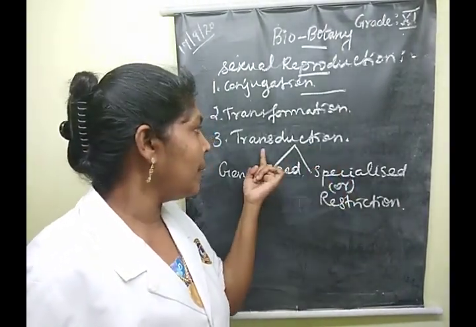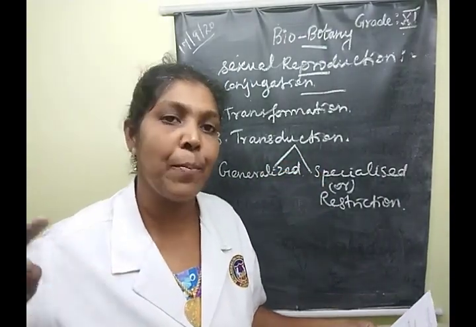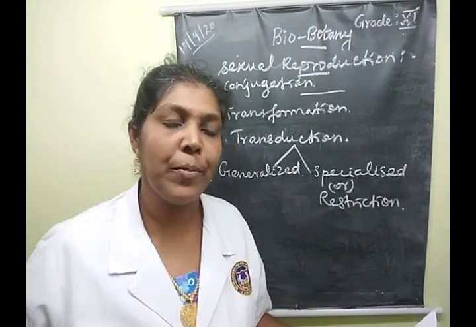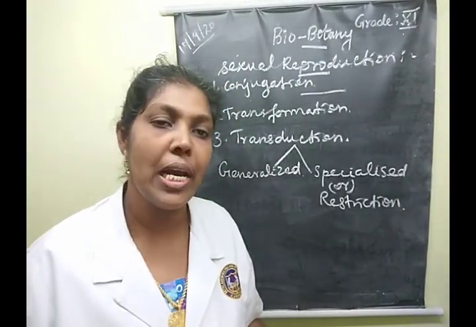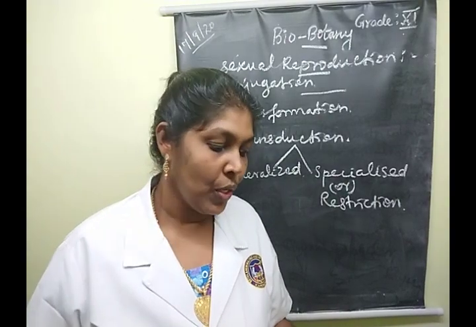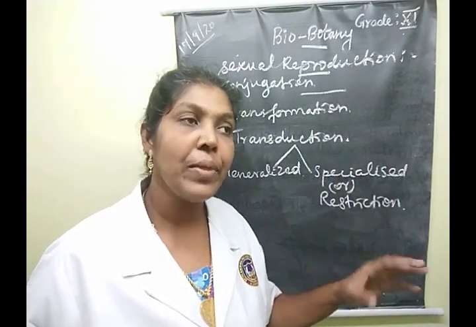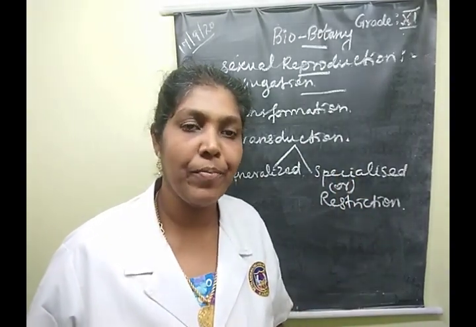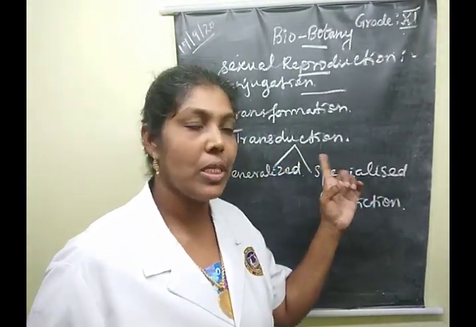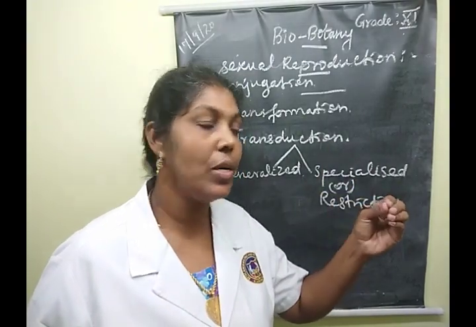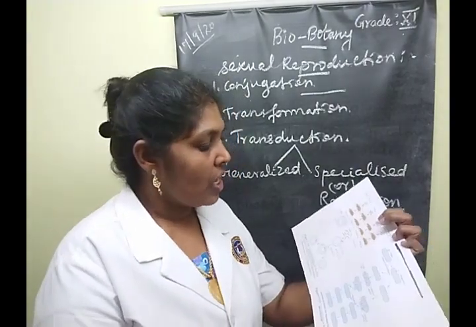Clear? Transduction was discovered by Zinder and Lederberg. Okay? You should note it. This is a one-word question: in the year 1952. In this process they used the bacterial cell Salmonella typhimurium. That is the species used for this gene transfer process. Clear, children? Yes.